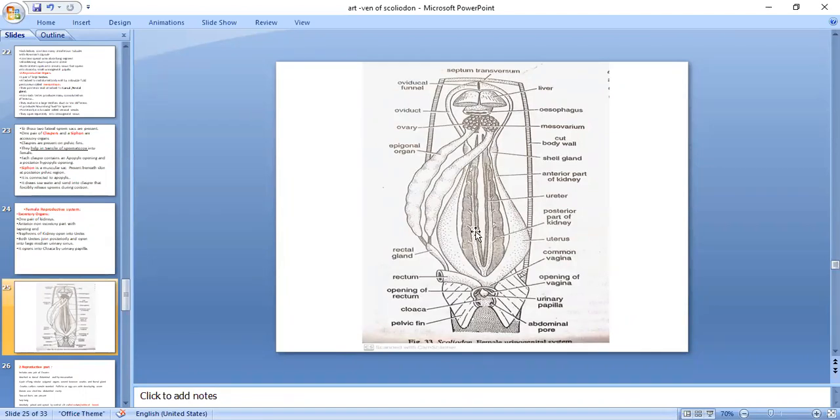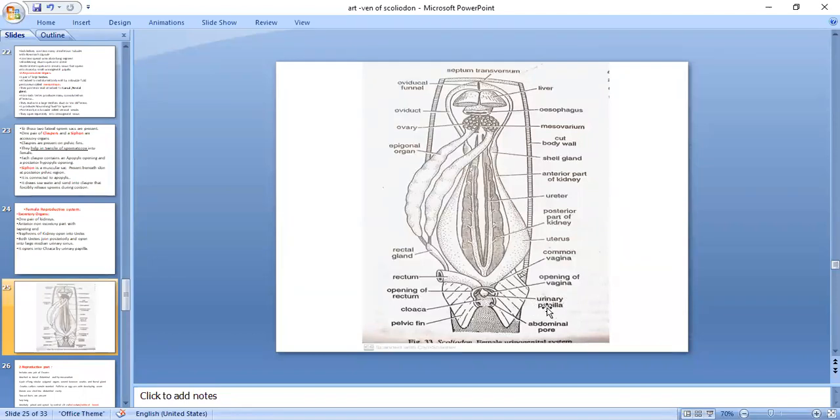Here also one pair of ureters is found, formed by the connecting ducts of all the nephrons. Both the ureters are joined at the posterior region, which is known as the common ureter. The common ureter opens into the cloaca by the urinary papillae.